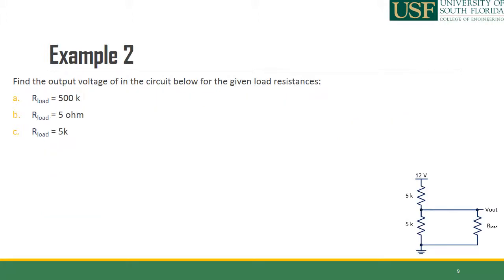Let's go for example 2. In this, we have the same voltage divider, 5 kilo ohm, 5 kilo ohm, but now we are connecting a load resistance to the output of the circuit. There are three different cases in which we are asked to find the output voltage: if our load is 500 kilo ohm, or 5 ohm, or 5 kilo ohm. So we start from case 1.